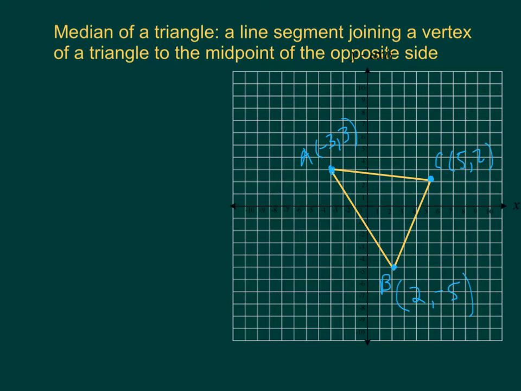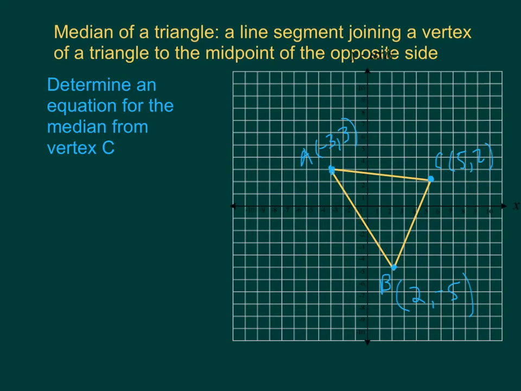So another thing that we use a midpoint with is when we talk about the median of a triangle. So what's the definition of that? It is a line segment joining a vertex of a triangle to the midpoint of the opposite side. So for example, you've got the vertex such as A, and it joins the midpoint of the opposite side. Or this side, this is the vertex, and it joins the midpoint of the opposite side, vertex B, to the midpoint of the other side.